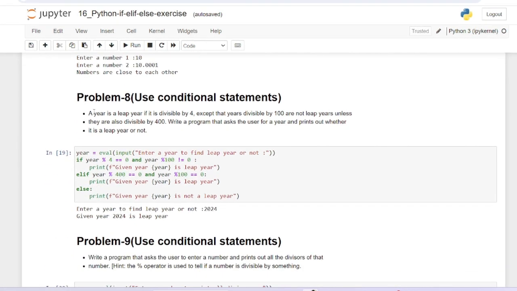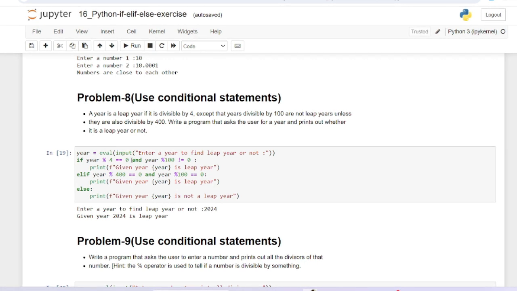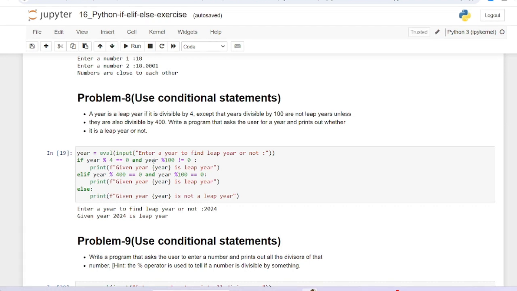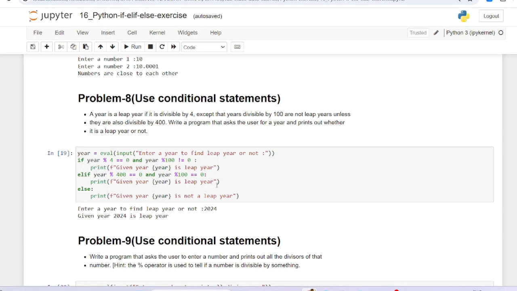Problem number 8 is whether a year is a leap year or not. If a year is divisible by 4 and it is not divisible by 100, it is a leap year. Again, with the combination of 400 and 100, if it is divisible, then it is a leap year. Otherwise it is not a leap year.